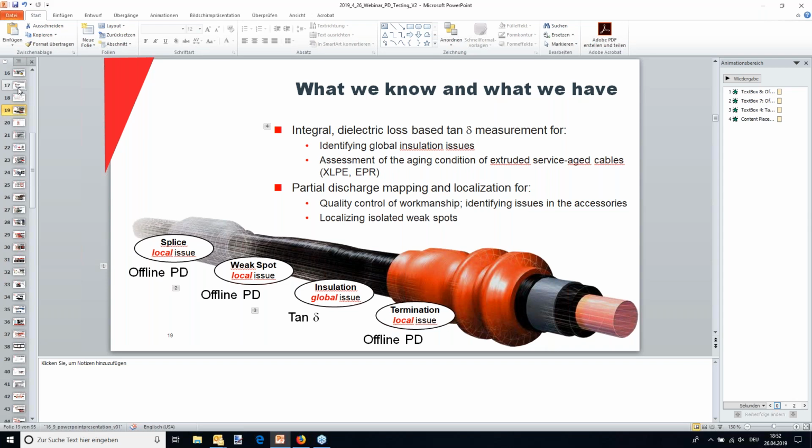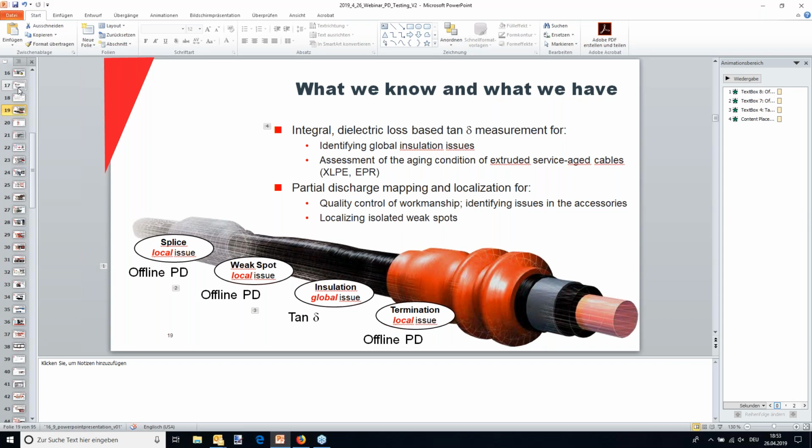Oh, and one more thing, monitoring, online testing, again, non-conventional with these distributed sensors and everything, it's not calibrated. So the offline circuit is calibrated, so you really get an idea of the apparent charge.